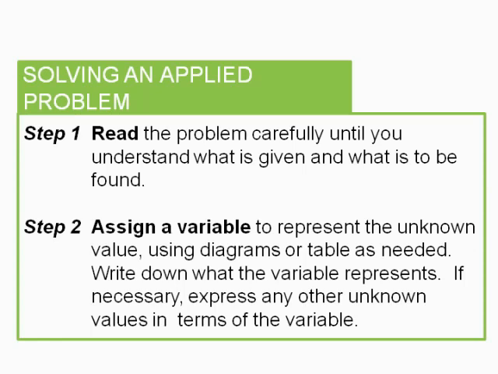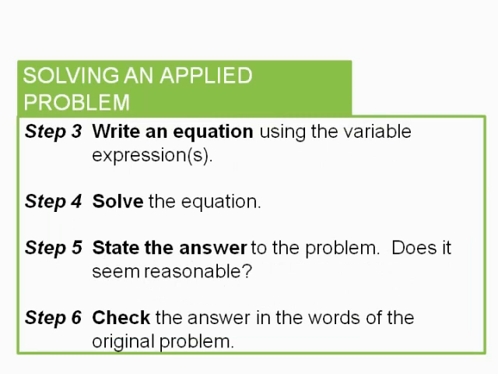Whenever you attack a word problem or an application problem, step one, read the problem carefully until you understand what is given and what is to be found. Step two, assign a variable to represent the unknown value. Use diagrams or tables as needed. Write down what the variable represents. If necessary, express any other unknown values in terms of that variable.